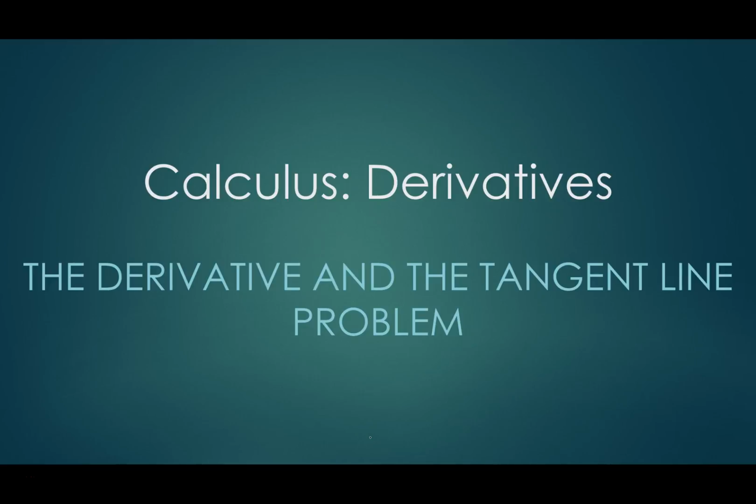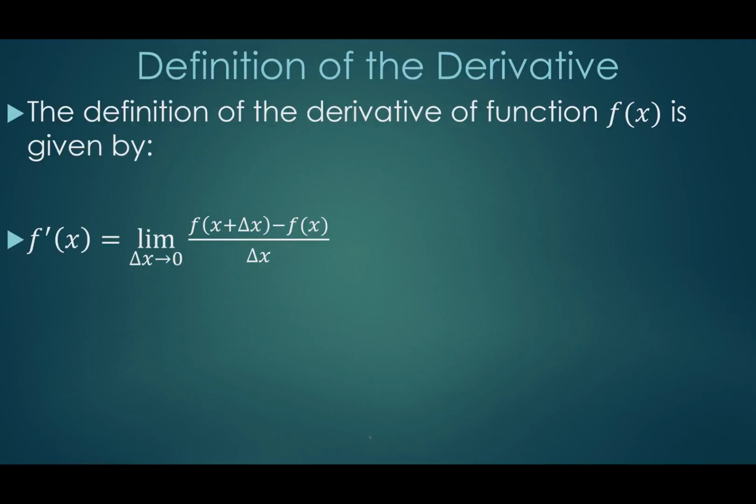Hello, so today we're beginning our discussions on derivatives by discussing what is a derivative and how it relates to what we call a tangent line problem, which is very common in our different AP Calc classes. So first off, the definition of the derivative. The derivative function f of x is given by this. We have f with an apostrophe, so we call it f prime of x, is equal to the limit as delta x approaches 0 of f of x plus delta x minus f of x all over delta x.